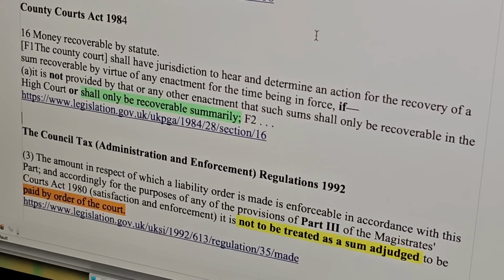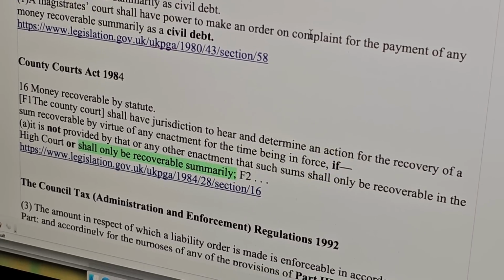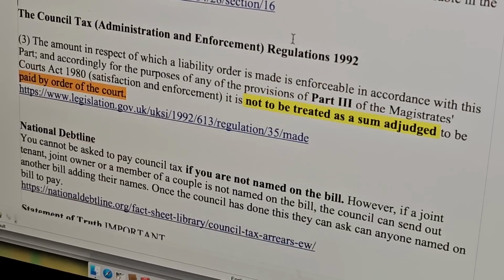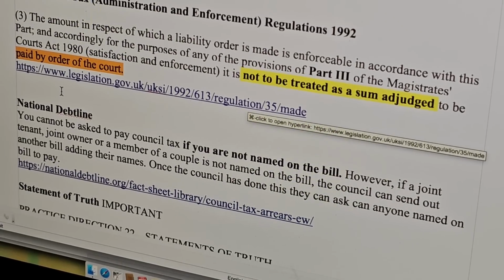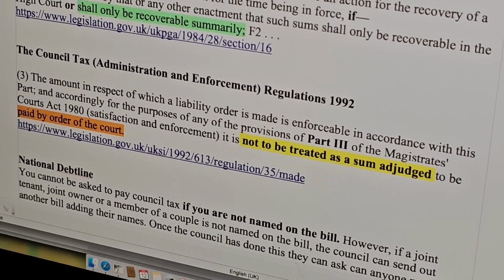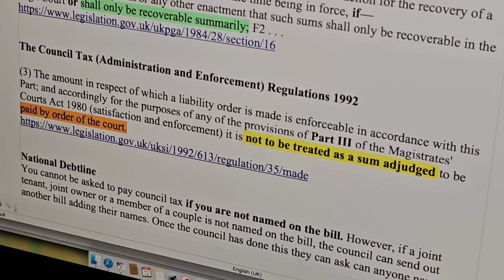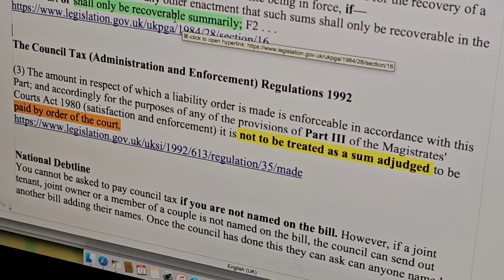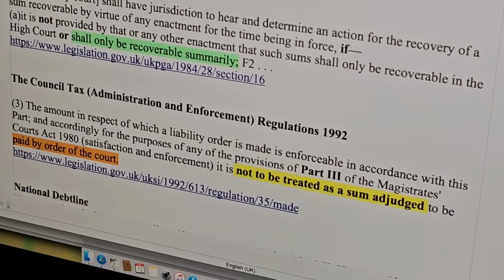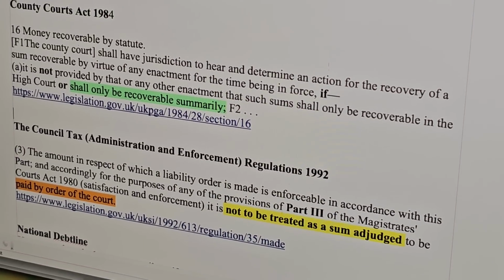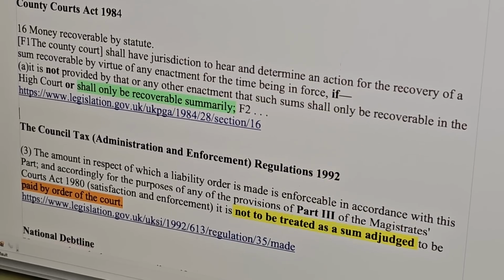Right. So basically, if people read this and see what they make of it, because it doesn't make sense that they are jumping from a magistrates' court straight to a county court when it says here they can't. Because it's a summarily recoverable sum. It tells you there, money recoverable summarily as a civil debt. Well, that's all they can do. Okay.